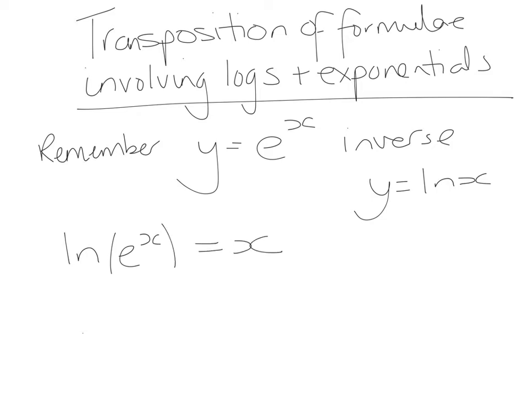And if we take the exponential of the natural log, we are also left with just x. So this basically gives us a way of eliminating an exponential or a log function. We do that by taking the inverse, and they cancel each other out, and we're left with just the power, the power x in both cases. So we use this to help us transpose formulas involving logs and exponentials, and we're going to have a look at a couple of examples in the following slides.